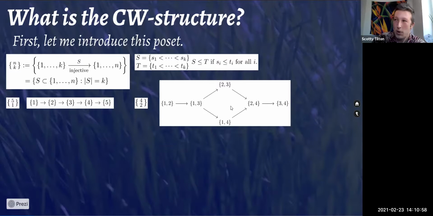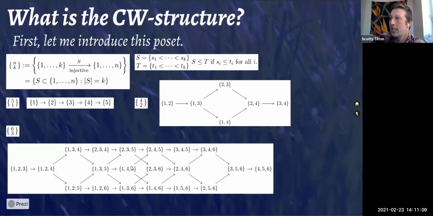Okay, so we did an example with 1, we did an example with 2. Let's move up to 3. That seems like the next thing to do. So we have the set 6, choose 3. Then we get something like this, where we have all cardinality 3 subsets of 1 through 6, and they're ordered in this way. And it's this nice kind of symmetrical picture. I think it's really pretty.